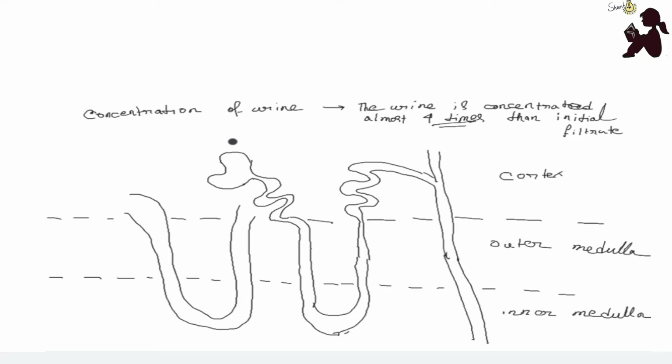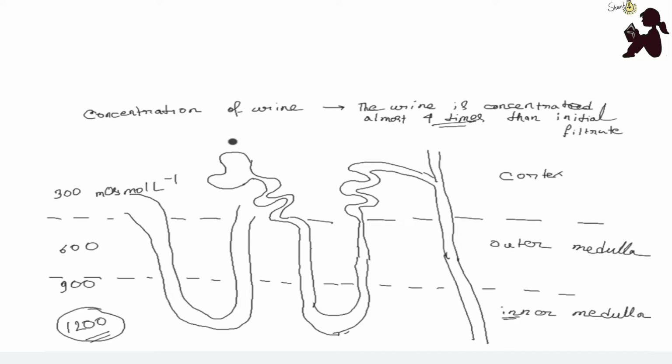Now the osmolarity in the cortex is almost 300 milliosmol per liter. Okay. Now when it comes to the outer medulla, it almost becomes 600, and thereon it gradually increases to 900, and finally at the core of the inner medulla it becomes 1200. Okay, now this is very important. This figure is often asked in the NEET exam. Okay, now how does it happen?